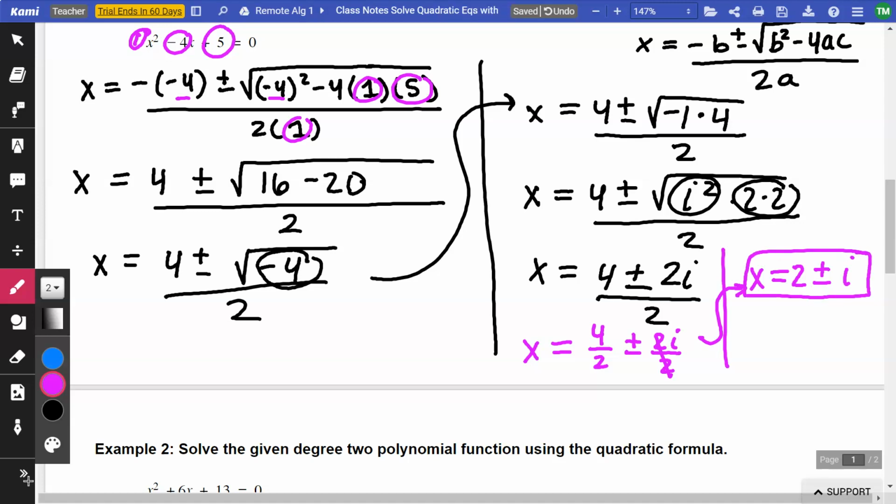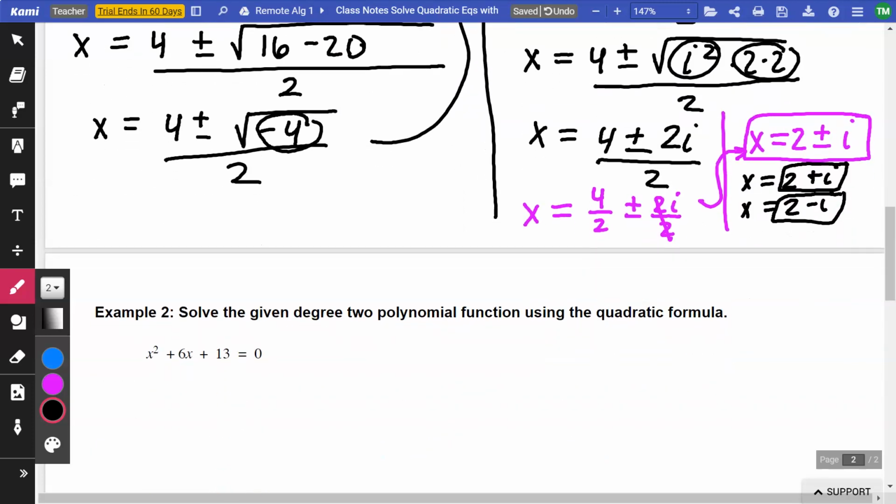And how many answers is that? It's 2 answers. Doesn't that mean the same thing as x equals 2 plus i and x equals 2 minus i? So we have 2 solutions. One of the numbers is 2 plus i and the other is 2 minus i. And just like with variables, we can't simplify those because the 2 and the i can't be combined.